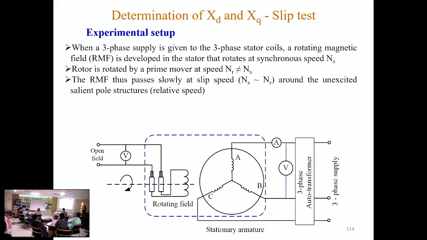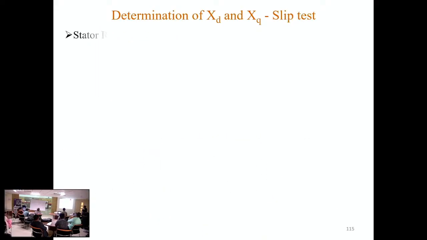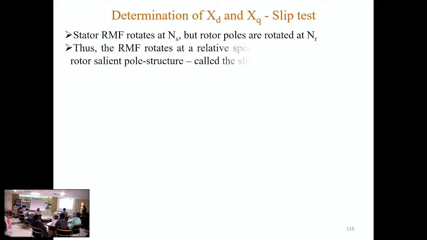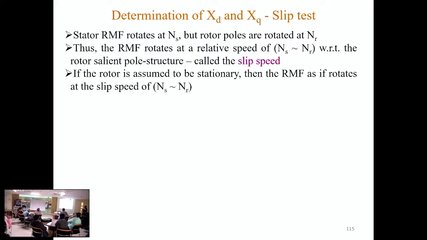Okay, so there will be an induced EMF in the rotor field winding, and this induced EMF will have the frequency of SF, the slip frequency. So the RMF rotates at a relative speed of NS minus NR, or NR minus NS if it is more, with respect to the rotor salient pole structure, called the slip speed. And if we assume the rotor to be stationary, the RMF is as if it rotates with this speed, NS minus NR or NR minus NS.